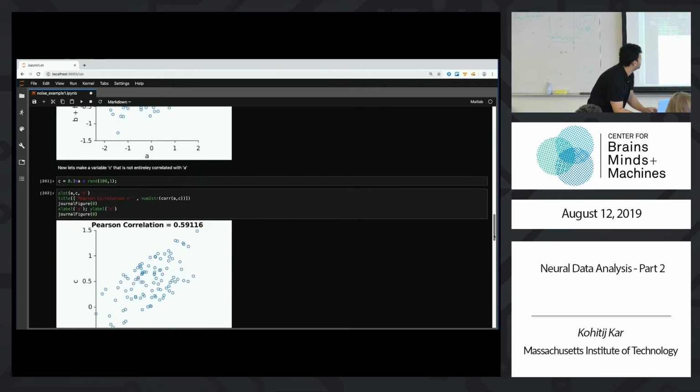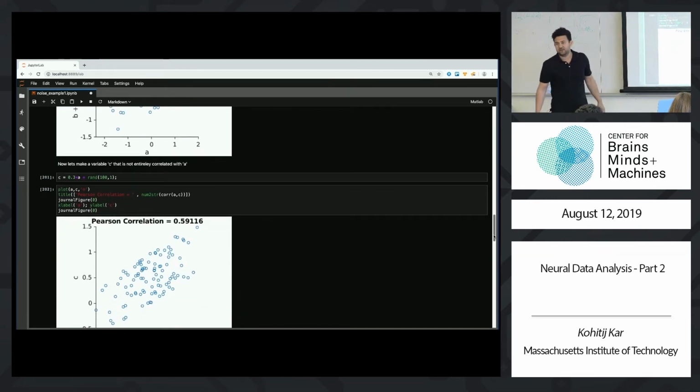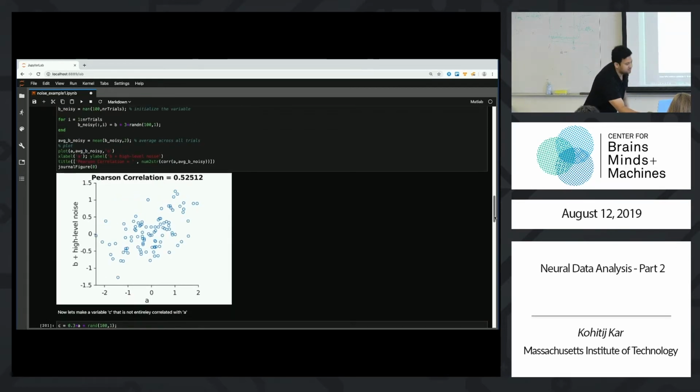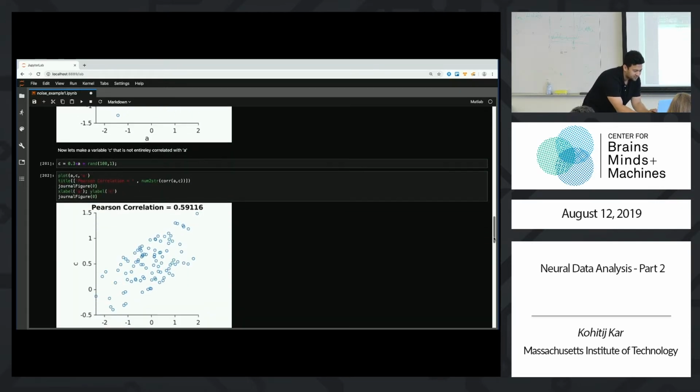Okay? So let me plot C. By default, C has a correlation of like 0.59 here in this case, right? It's already higher, as you see, than 0.52. So if I just ran C the way I just did, if I just looked at the correlation, I would have claimed that C looks more correlated with A, so C must be the thing that is actually driving A, or something of that sort.